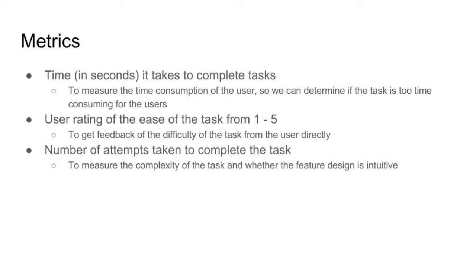We use 3 metrics. The first one is the time it takes to complete the tasks, and the second one is the user rating of the ease of the task from 1 to 5, and the last one is the number of attempts taken to complete the task.